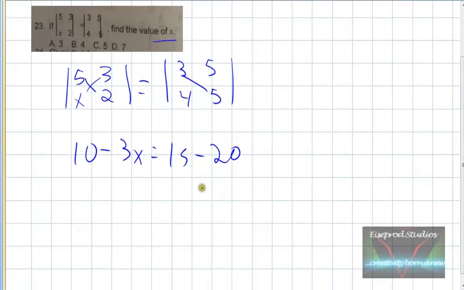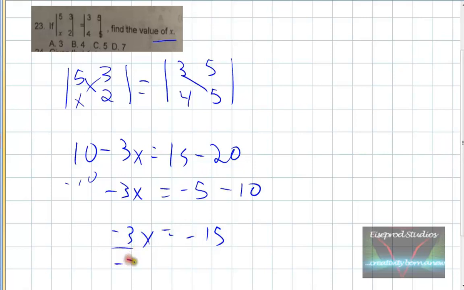So 15 minus 20 is negative 5. And I'm going to subtract 10, and I'm left with negative 3x, and then this is minus 10. So negative 3x is equal to negative 15. I divide by negative 3 on both sides, and I'm left with x is equal to 5.